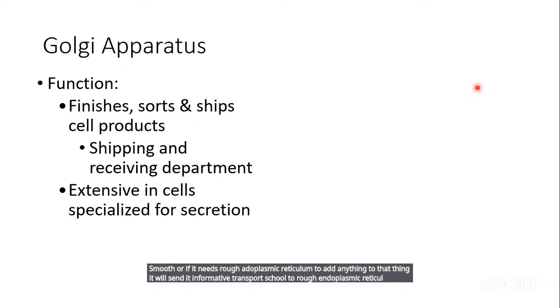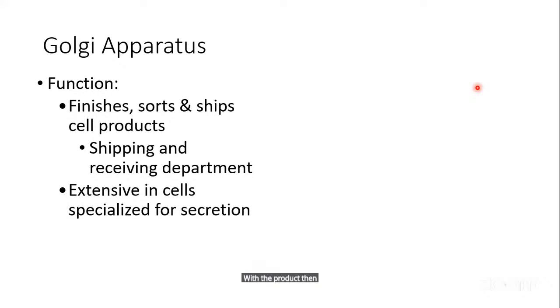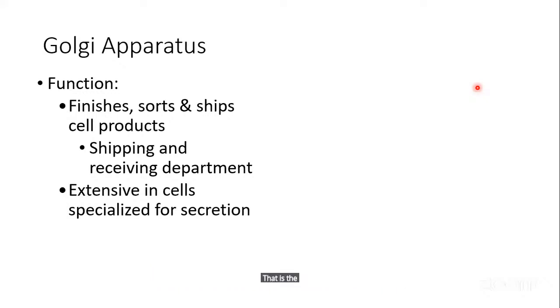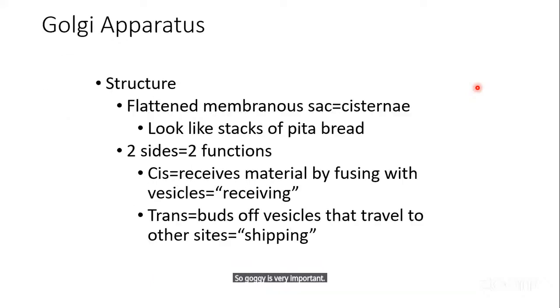And this process goes on between smooth endoplasmic reticulum, rough endoplasmic reticulum, and Golgi apparatus until Golgi is satisfied with the product. Then it now finishes the product, it sorts it, and it labels the product. When it labels, it allows it to send the product to where it is needed. That is the shipping and receiving. It sends it to where it is needed. When it receives, it receives. So Golgi is very important in the cell.